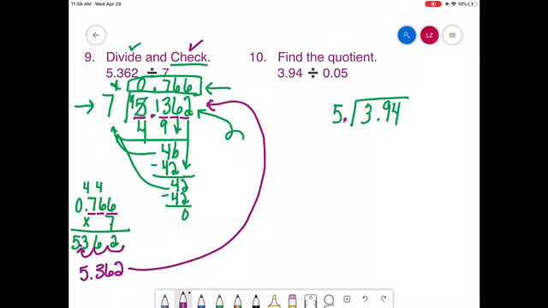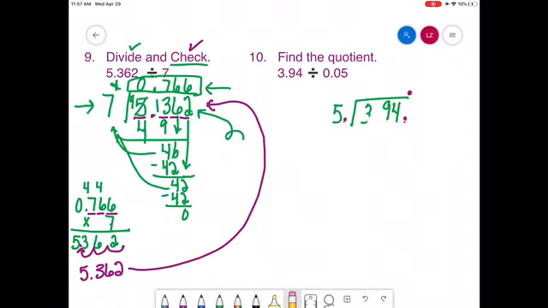But since we moved the decimal point over 2 spots in the divisor, we need to also move it over in the dividend. So our decimal point is now here, which means that in our answer, our decimal point will be here. Okay, so let's go ahead and do the math.